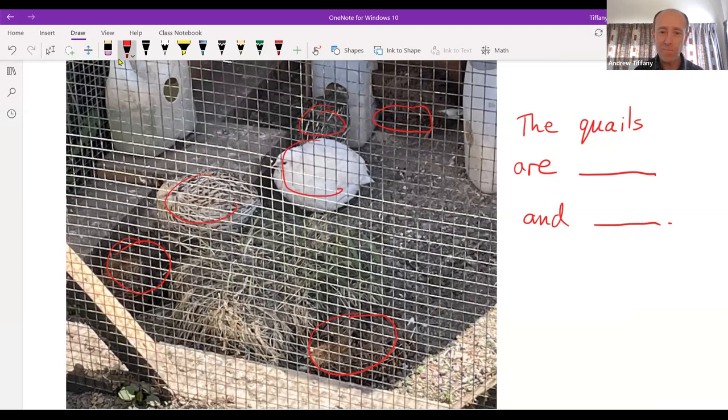Very good. What else could we say? The quails are resting in the den. Well, actually, quails don't have a den. They don't live in anything.